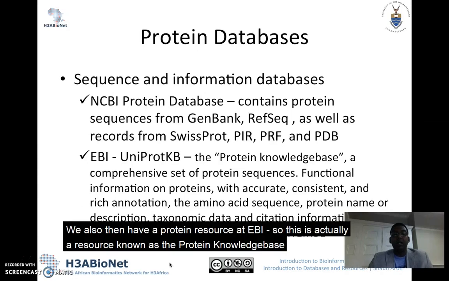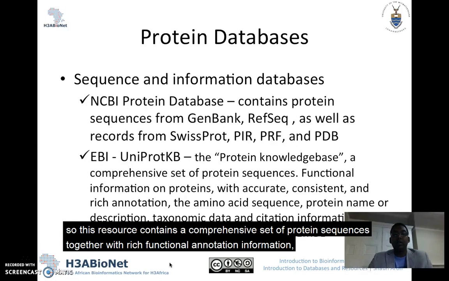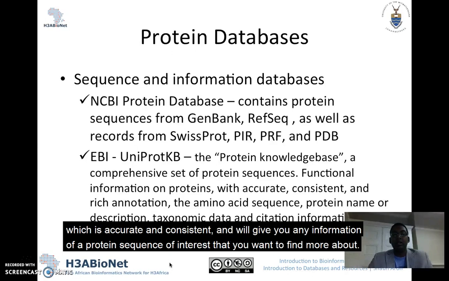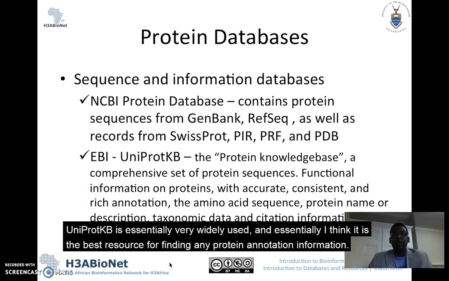We also then have a protein resource at the EBI. This is actually a resource, and it's known as the Protein Knowledgebase. This resource contains a comprehensive set of protein sequences, together with rich functional annotation information, which is accurate and consistent, and it'll give you any information about a particular protein sequence of interest that you want to find more about. UniProtKB is very widely used, and I think it is the best resource for finding any protein annotation information.